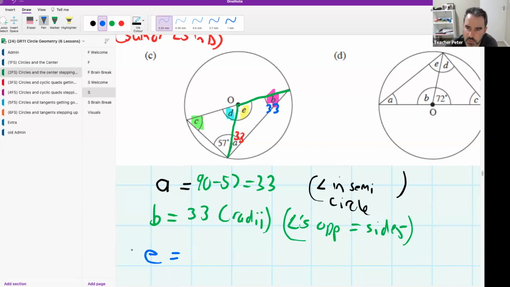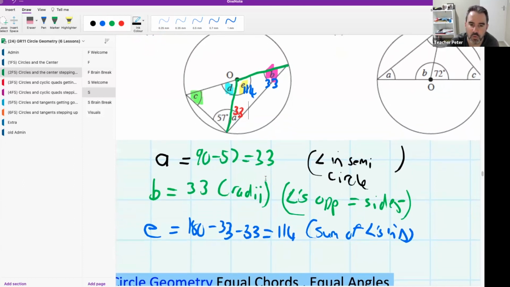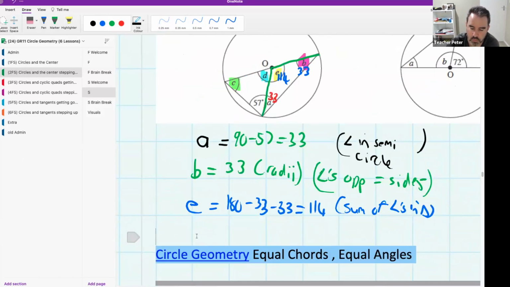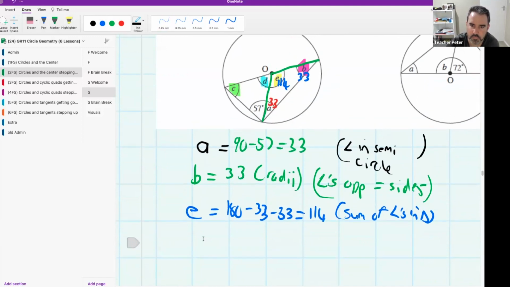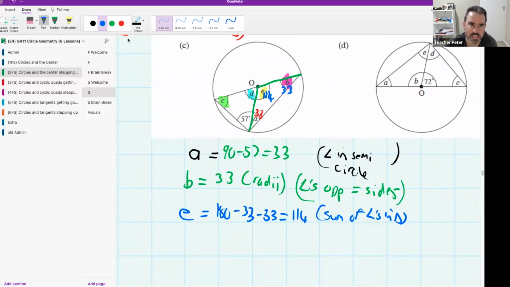So Sange, I agree with you. It's going to be basically 180 minus 33 minus 33, which is 114. And that's the sum of angles in a triangle. So we've got this as 114. Where are we going to go next? Cool. Yeah, D. And what geometric idea are you going to use for that?